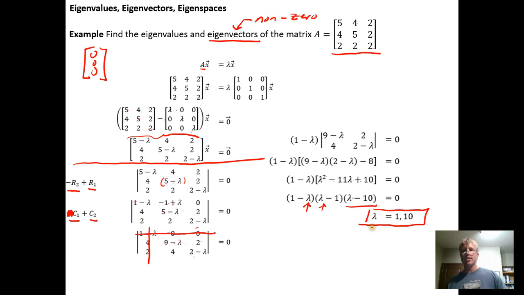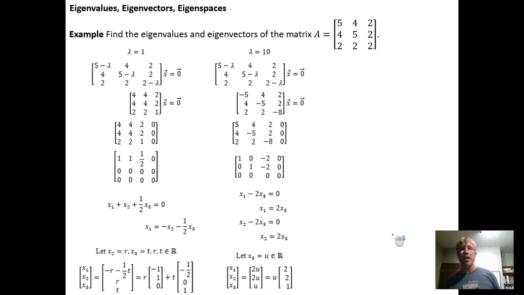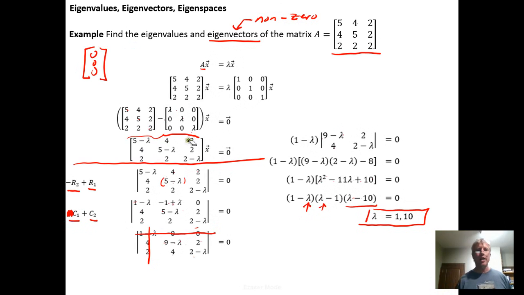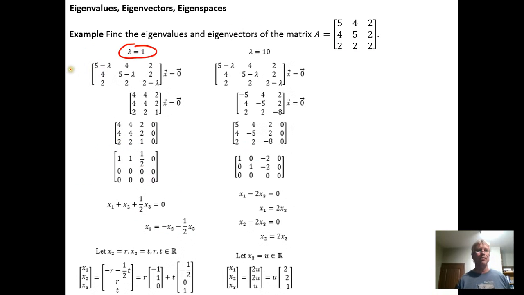So on the next slide, once we find the eigenvalues, we need to then move forward and find the eigenvectors that go with each eigenvalue. So for the eigenvalue of 1, remember that we're just trying to find non-trivial solutions to this system right here. So I need to take that system, and then I need to plug my eigenvalue into the system. So I do 5 minus 1 is 4, 5 minus 1 is 4, and 2 minus 1 is 1.